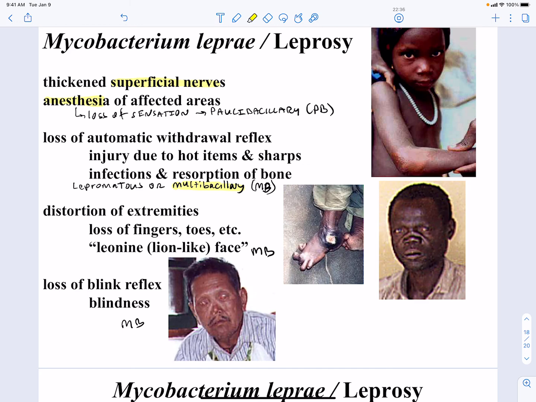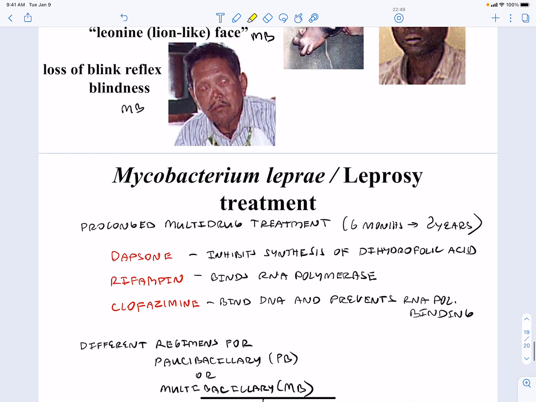It also disseminates to other organs. So you start to see blindness in your eyes, loss of fingers, toes, etc. So your extremities at different sites of the body are going to be impacted.